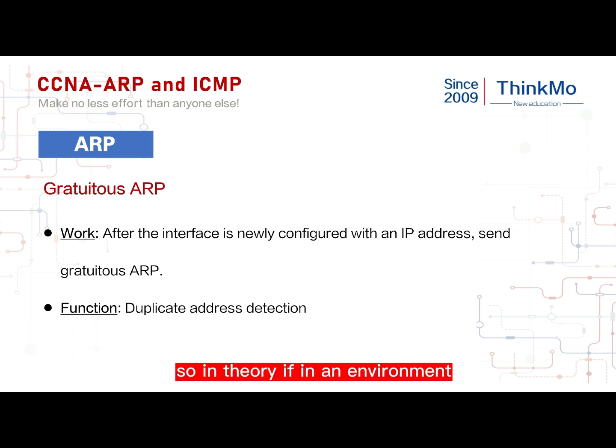So in theory, if in an environment your configured IP address conflicts, then you will receive a reply from someone with exactly the same name as yours. If you don't get a response like this, it means you have no conflict. So it is used for duplicate address detection. So how does it work? After an interface is assigned an IP address, it sends gratuitous ARP. Whether we configure it manually or the IP is automatically issued, it will also send.